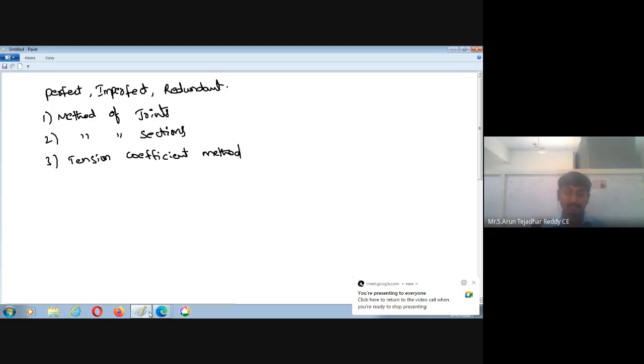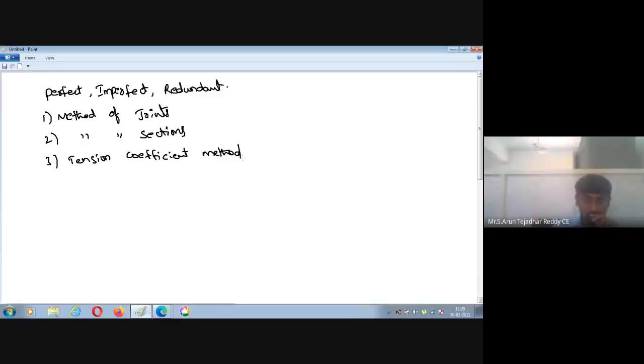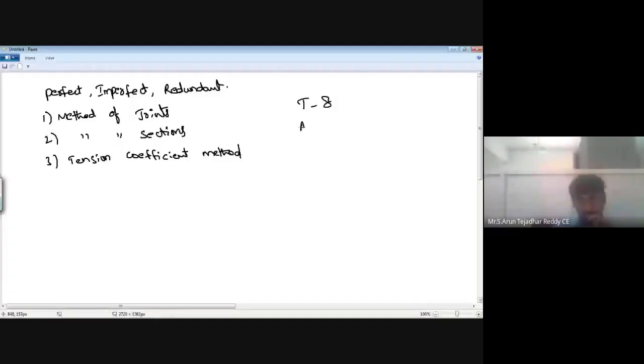Write down, the next three topics are method of joints, method of sections, and tension coefficient method. And one important point for every student: you already know the paper pattern of J. In total there are 8 questions, any 5 out of 8. The same pattern will be continued this semester also.